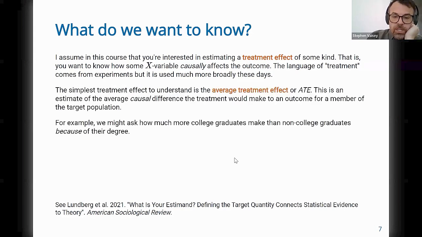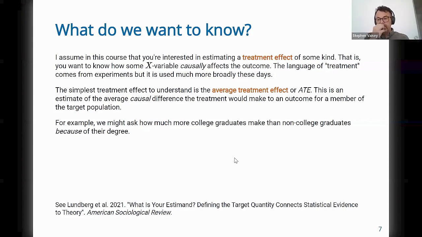Okay. So the simplest treatment effect to understand is what's called the average treatment effect, or ATE. This is an estimate of the average causal difference the treatment would make to an outcome for a member of the target population. I want you to think about a subtle difference here. We might think about, okay, what is the monthly earnings difference between people with and without a college degree in the United States, for example? We might want to know what the average difference is. That is not a causal question. That's just descriptive. What are the average earnings of somebody with a college degree? What are the average earnings of somebody without a college degree? The difference between those two is just the difference.